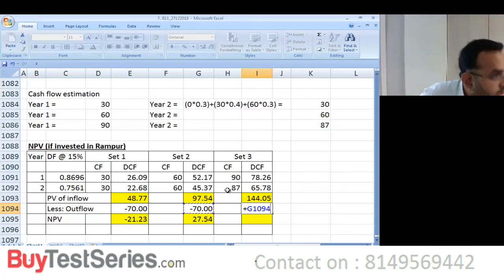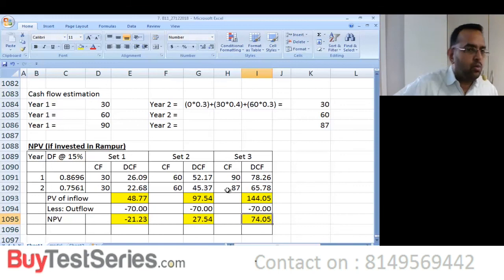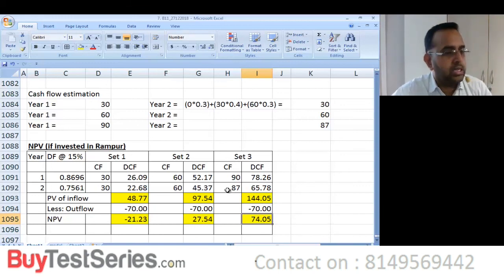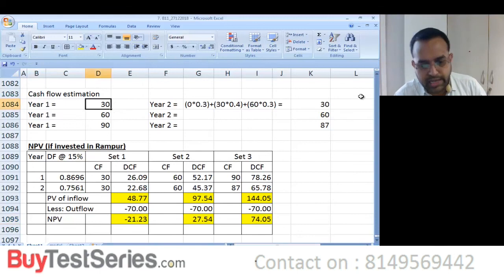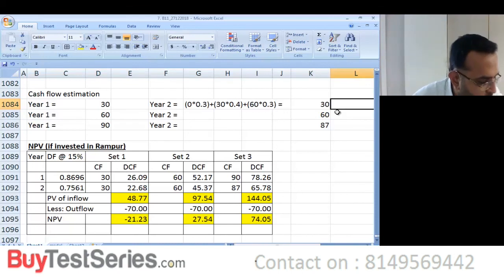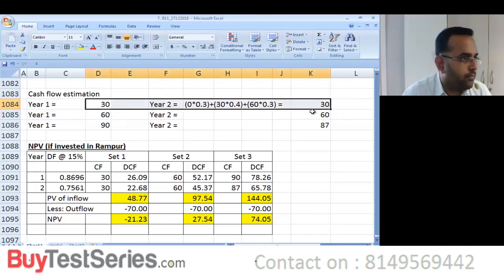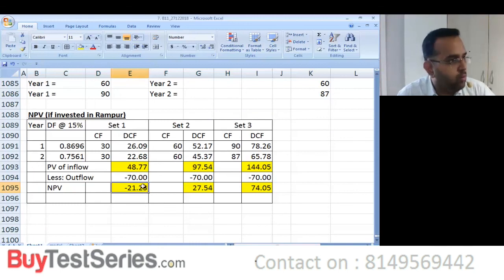Sorry, why we are not considering? I'll come to that. See, I'm not calling it as year 1 probability. I'm saying it is the probability at which you will make a 30 and 30. Correct? See, I can say that 0.2 is the probability for 30 alone. Or I can also say that 0.2 is the probability for 30 and 30 put together. Both means the same, correct? So I'm individually finding a 30 and 30, a 60 and 60, a 90 and 87, and then I'll find out NPV.